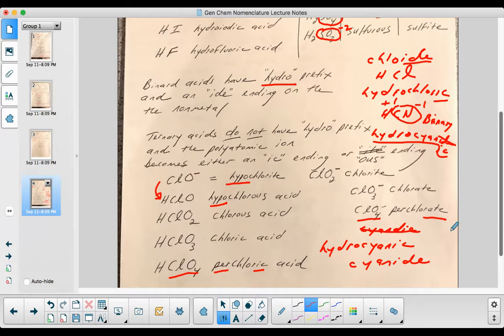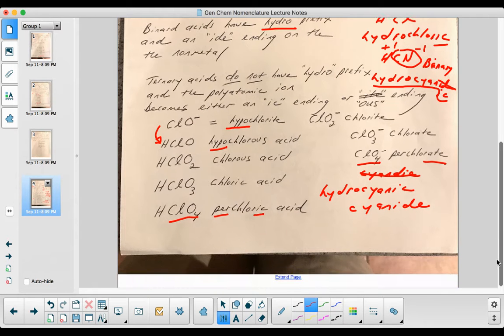Got it right. Okay, that's it. We're done with nomenclature.